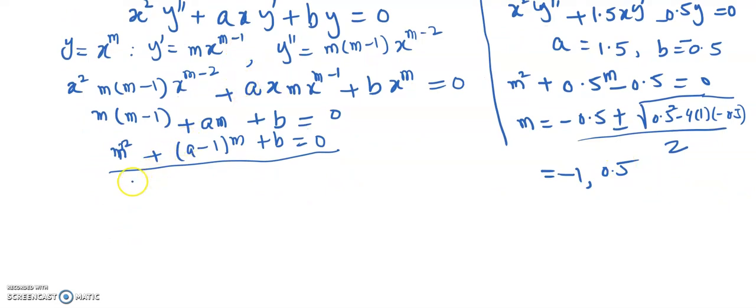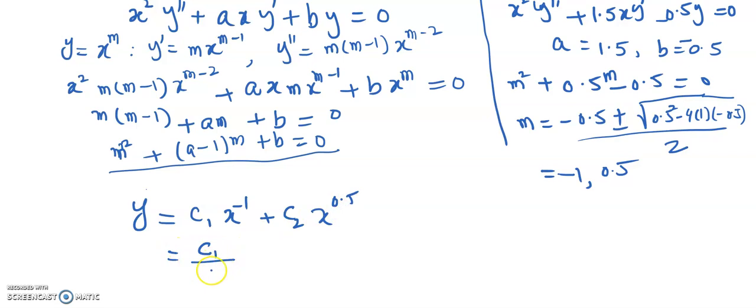But remember that from these distinct roots, the formula is not in the exponential form, it is in the power form, because the solution was in the form y is equal to x power m. So the general solution will be c1 x power minus 1 plus c2 x power 0.5. In other words, c1 over x plus c2 square root of x. This is the general solution.